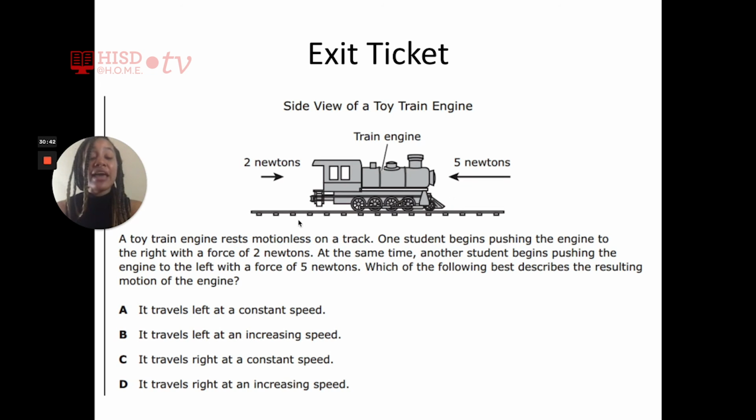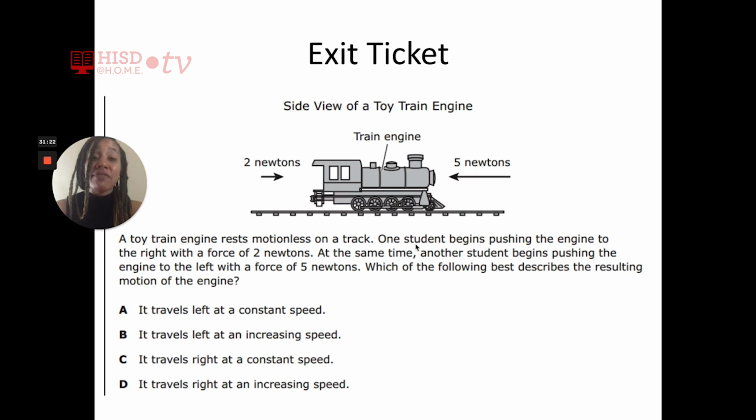So just knowing that these forces are unequal, will the object, the engine, stay still if they're unequal? No, they're not going to stay still. And if they're not going to stay still, they're also not going to remain at constant speed. So we can eliminate answers A and C because this train is not experiencing balanced forces. In order to be at constant speed, you have to experience balanced forces. The forces must be equal. These forces are not equal, therefore they are not balanced.